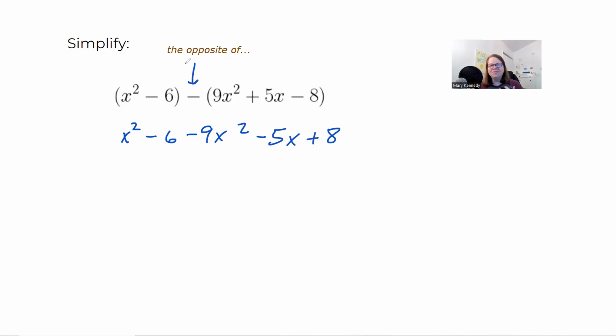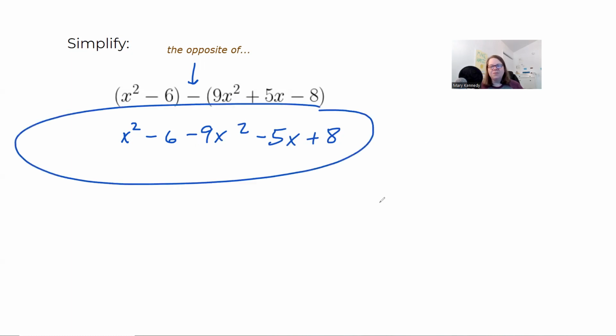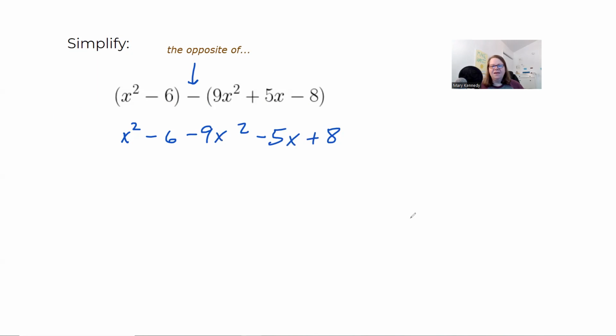And I think that's a really great way to think of it because it's so much simpler. The opposite of positive is negative, and the opposite of negative is positive. Okay, now we're at this step where we have this big long polynomial, and we're just looking for like terms. I have an x squared here and a -9x squared here. Well, I know there's a 1 there. There's 1x squared here and -9 here. So 1 minus 9, that's -8. And those are x squared terms.